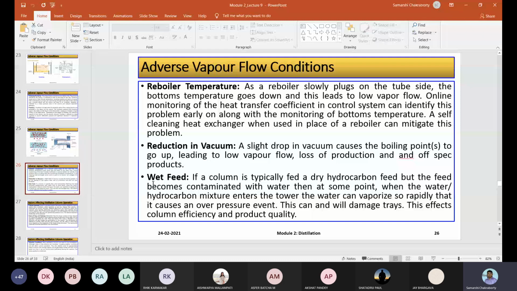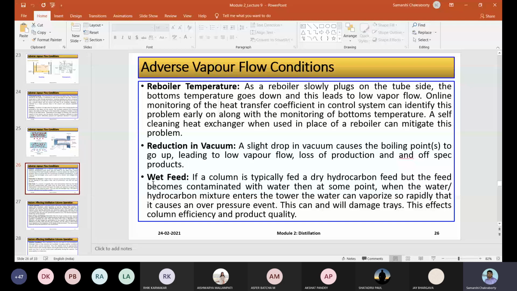So they are suggesting that instead of a normal reboiler, you use a self cleaning heat exchanger which can clean itself. Because of the fouling, a heat transfer resistance gets created inside your heat exchanger, and because of that there is going to be a decrease in the bottom temperature. And if the temperature of your reboiler goes down significantly, the vapor flow within the system goes down, and if the vapor flow goes down, then weeping and dumping phenomena can take place.